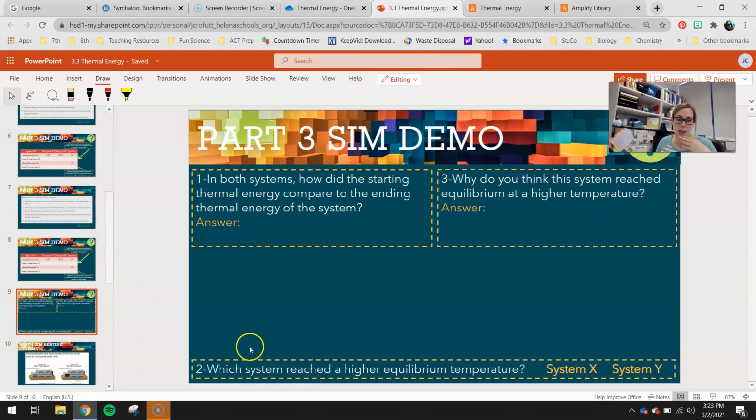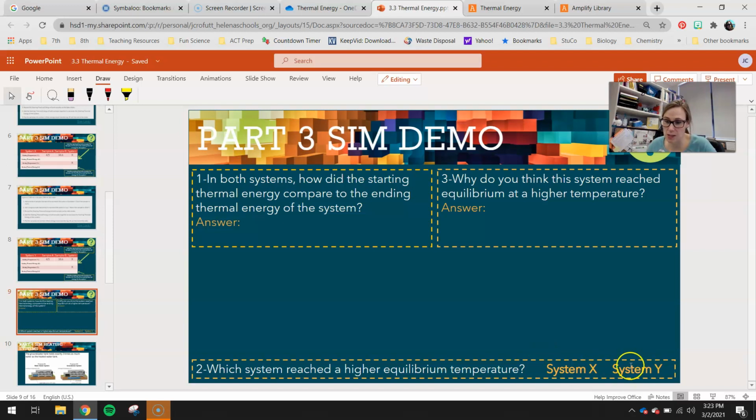Kind of skips around, so it goes here and then down to the bottom, then up here. In both systems, so X and Y, how did the starting thermal energy compare to the ending thermal energy? So look at the thermal energy for that system before and after. Okay? Question 2, which system reached a higher equilibrium temperature? Which one had a higher temperature at the end of it all?